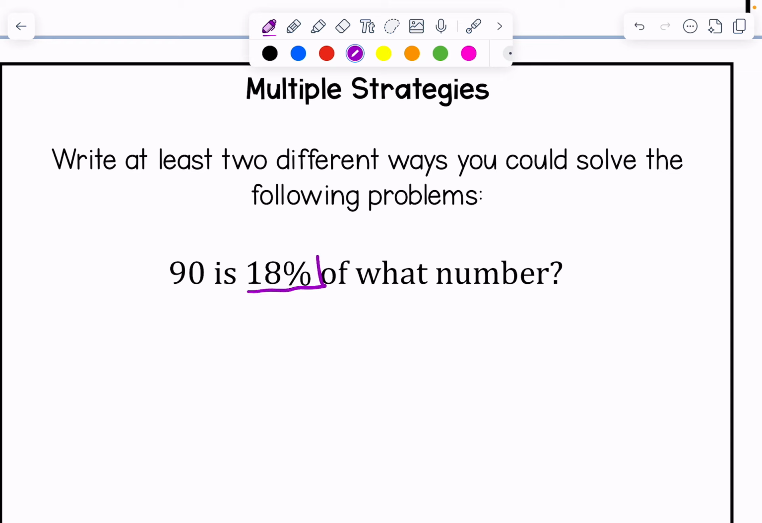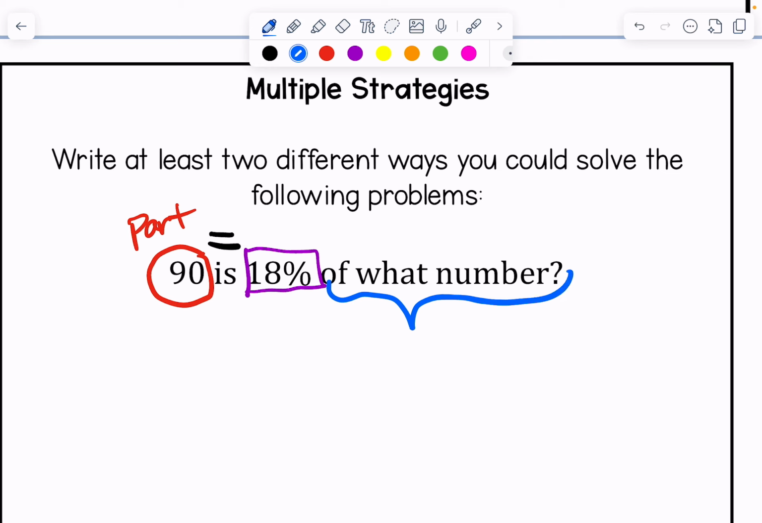When I look at this, I see my percent. So I'm going to box that so that I know I have that. And then I need to decide, is that 90 my part or my whole? So 90 is the 18%. Remember, this is like saying 90 is equal to the 18%. So then that tells me that 90 is my part, and it is 18% of what number? So that means I'm missing the whole.